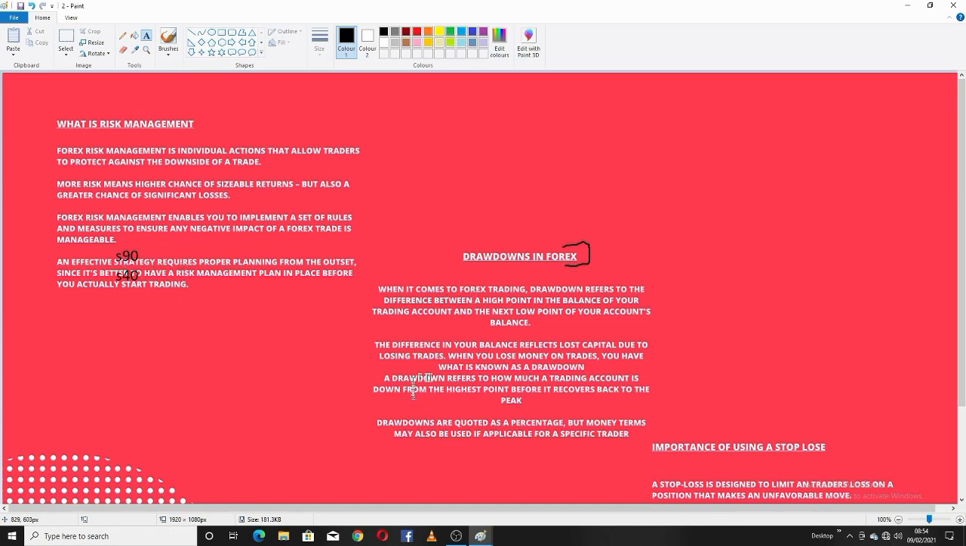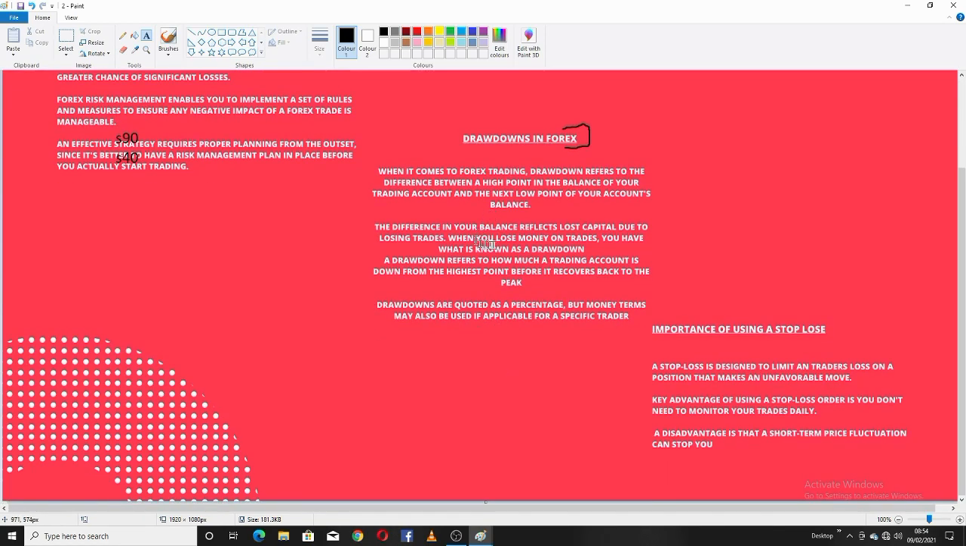That's a drawdown. The difference in your balance reflects lost capital due to a losing trade. When you lose some money on your trade, you have what is known as a drawdown. A drawdown refers to how much your trading account is down from the highest point of the balance. So drawdowns reflect your losses.